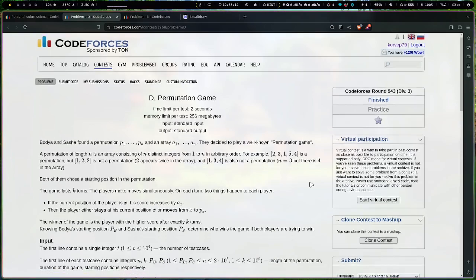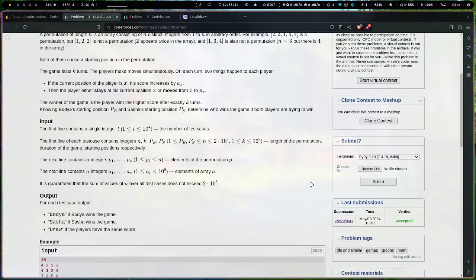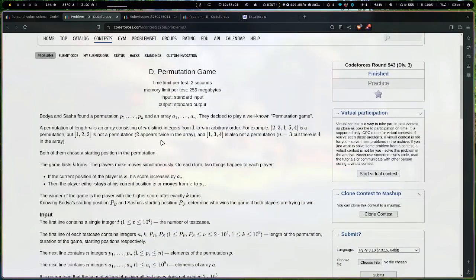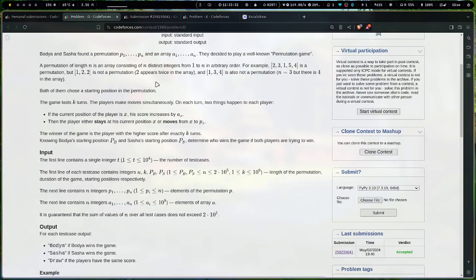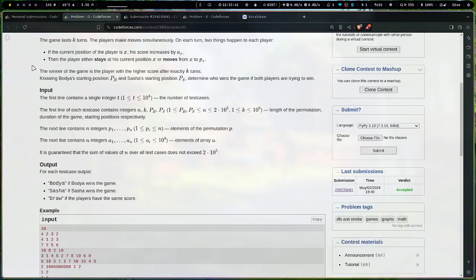The fourth question is permutation game. I will open this here. Okay, so permutation game. We have two players, Bodia and Sasha. They found a permutation. So we all know what a permutation is. It is an arrangement of the numbers from 1 to n, and the numbers should be unique. Here 2 is repeating, so this is not a permutation. Okay, so we will focus on the main point.